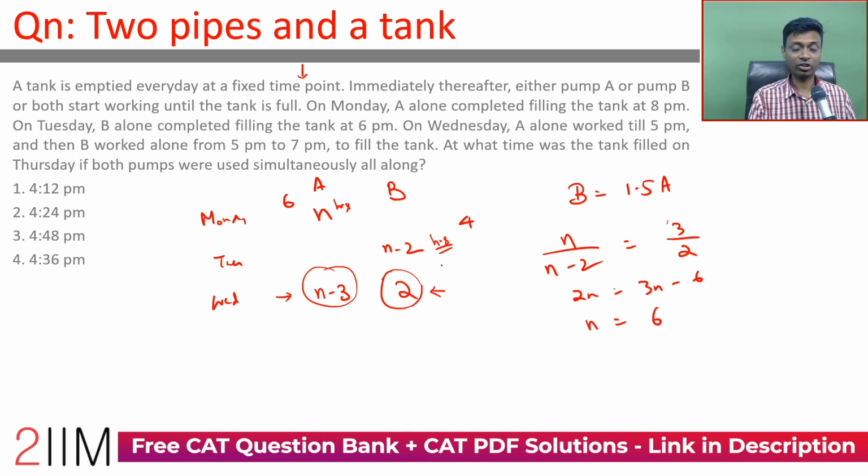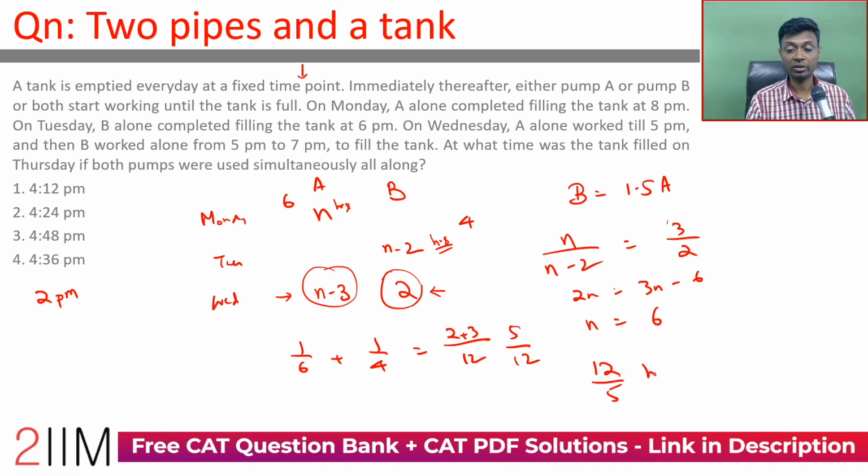A will take 6 hours, B takes 4 hours, and the tank is emptied at 2 p.m. When they're both open together, in 1 hour they can fill 1 by 6 plus 1 by 4, which is 2 by 12 plus 3 by 12, or 5 by 12 of the tank. They can fill the entire tank in 12 by 5 hours, which is 2 hours and 2 by 5 hours, 2 hours 24 minutes, starting from 2 p.m. So they can complete filling this entire tank at 4:24.